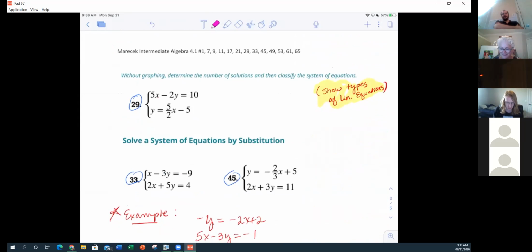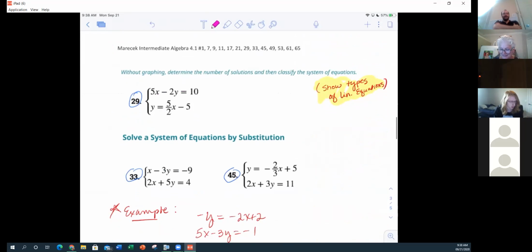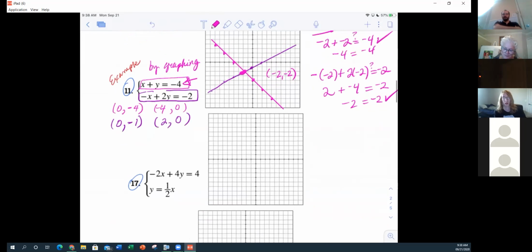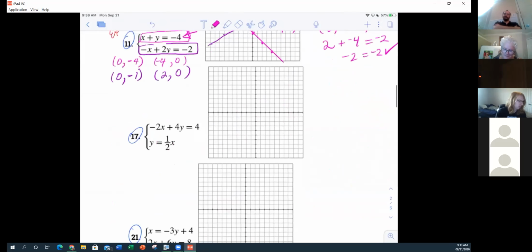Typically, we don't like solving stuff by graph because your graph can be kind of off. Unless you have a calculator, then it's accurate, right? Or technology. Yeah, these are all going to be nice though. They'll all graph to be nice.